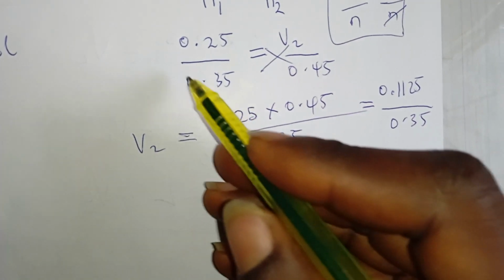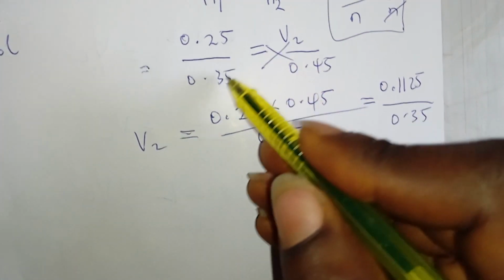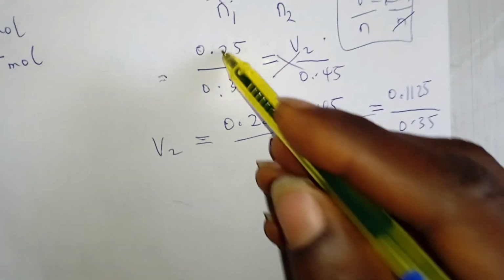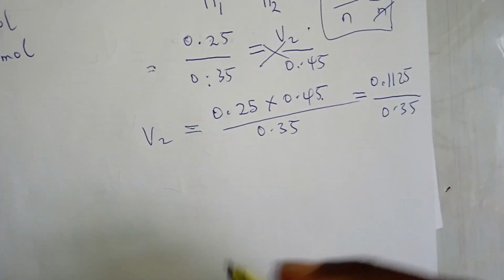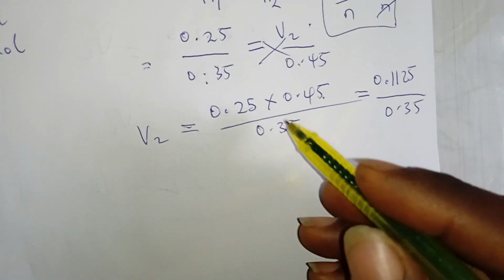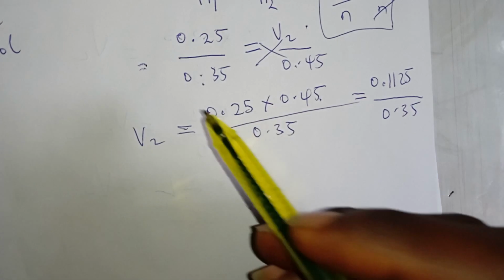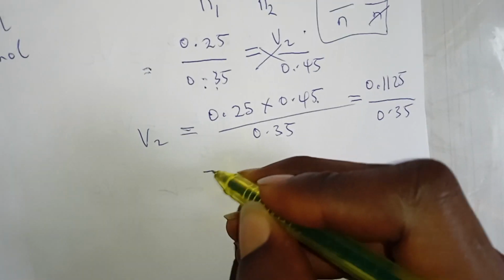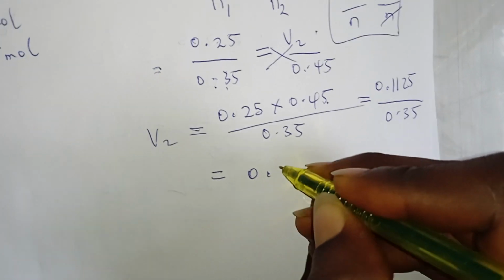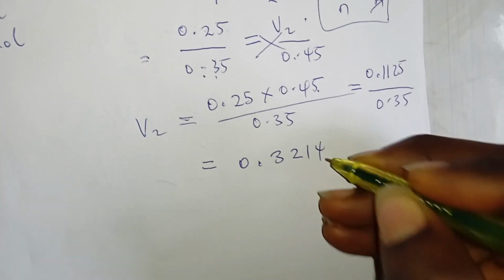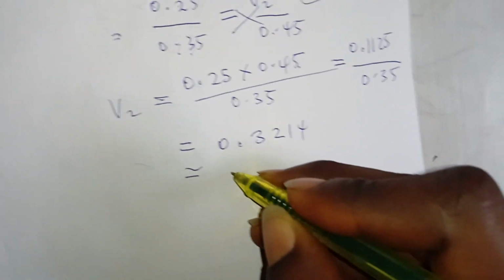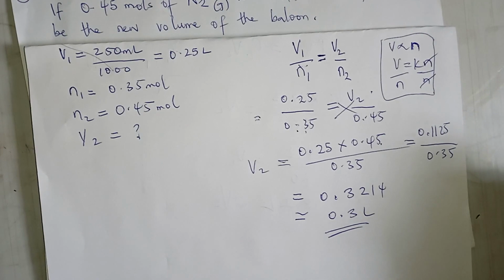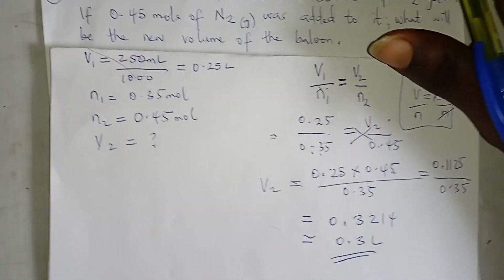That is the same thing as saying, notice it, when you cross multiply, this will go to this, then this will go to this. Now we divide both sides by the coefficient of V2, which is 0.35. So now when you do it, you have 0.3214, which is approximately 0.3 liter. That is our V2. So that is it for number 4 question.